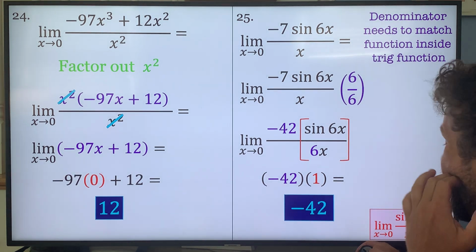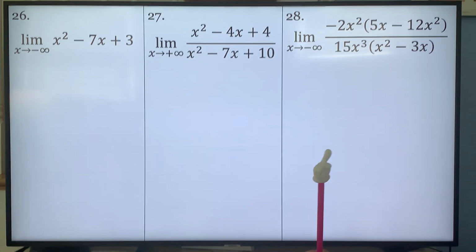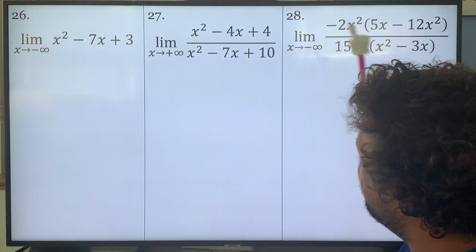All right, got a couple more here to do. This is taking longer than I thought. Problem 26, what we're going to use is the limits as you approach infinity or negative infinity.